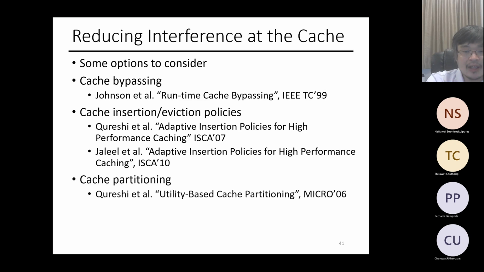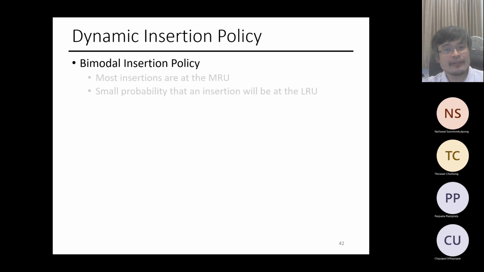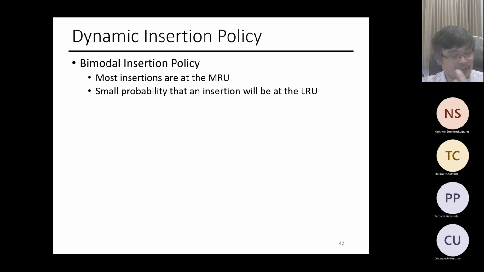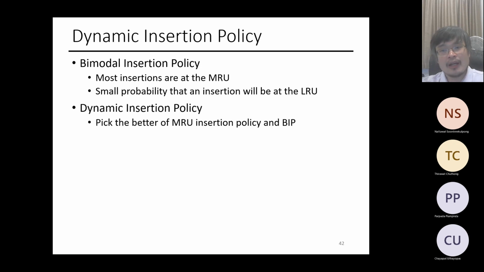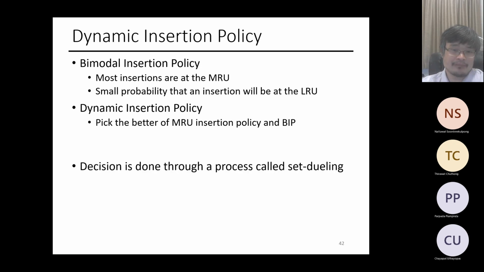You can perform cache partitioning by looking at the utility and partition the cache for each of the applications, right? You can also look at things like bimodal insertion policy, where there's some probability I insert the new cache block at the LRU position. I can have the dynamic insertion policy where I would pick the better of the normal MRU. I have a new access. This new access is the most recently used. So that's the MRU insertion policy. And the bimodal policy. And the decision can be done through the process called set dueling.